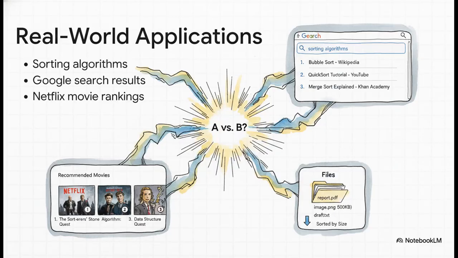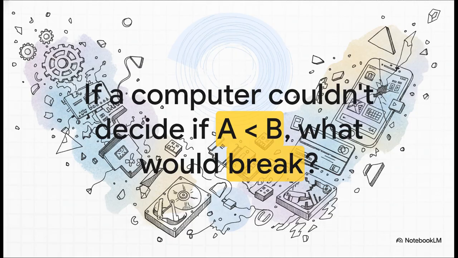Think about it. Every single time you see a ranked list, your Google search results, your Netflix recommendations, even the files in a folder sorted by size, it's all powered by a sorting algorithm. And that algorithm's entire job is to just make millions of these simple comparisons, A versus B, over and over again at lightning speed. Which leaves us with a final thought.